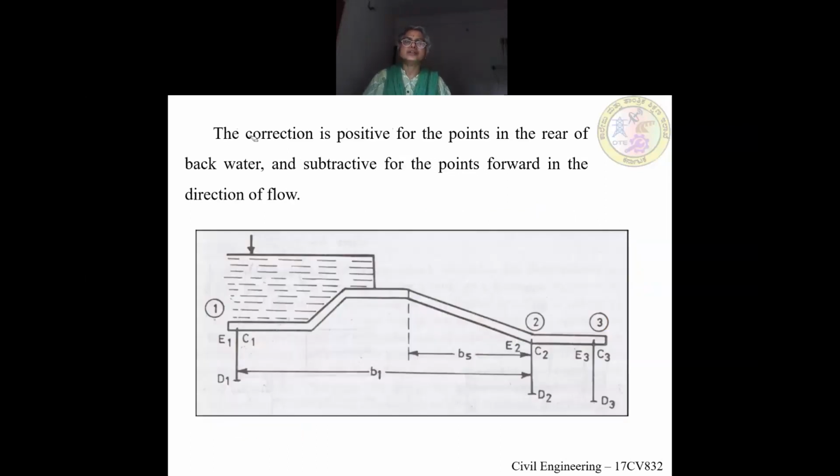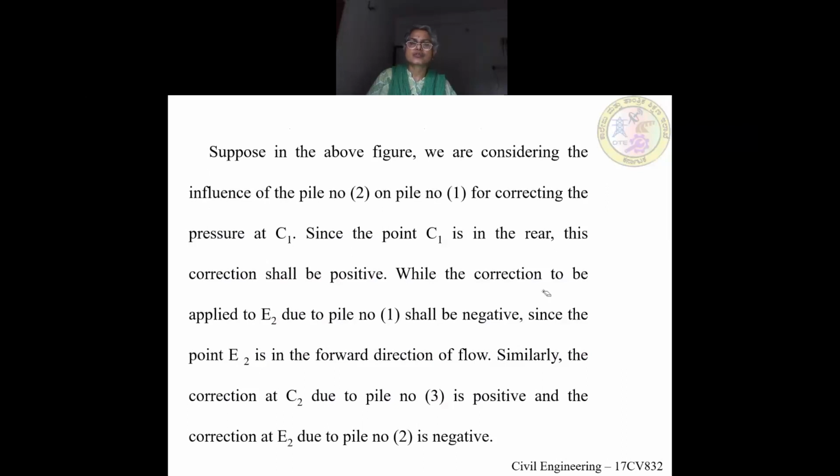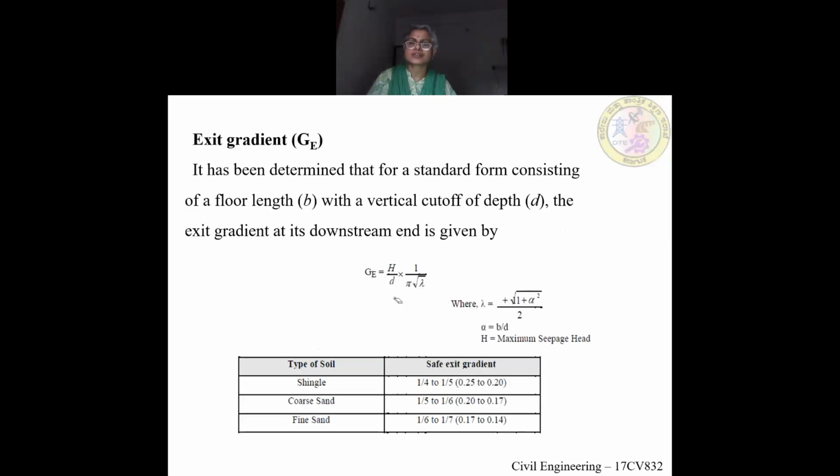As I already told you, you can see here, this is pile 1, pile 2 and pile 3. These are the points at which we have to determine the percentage pressures, C1, D1, E1, then C2, D2, E2, then C3, D3 and E3. So this is the distance between two sheet piles, B1, and capital B is the distance between this and this. I have told you how to take the influence of this, when to take positive and negative sign.